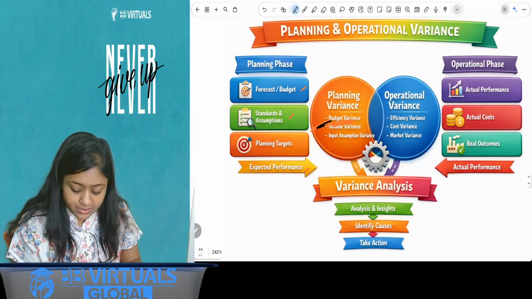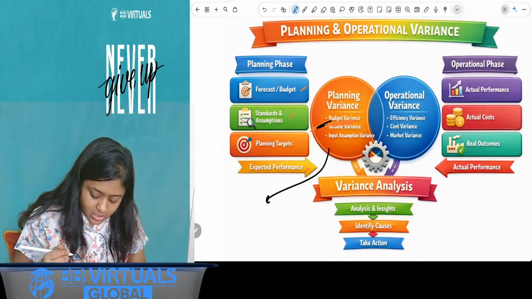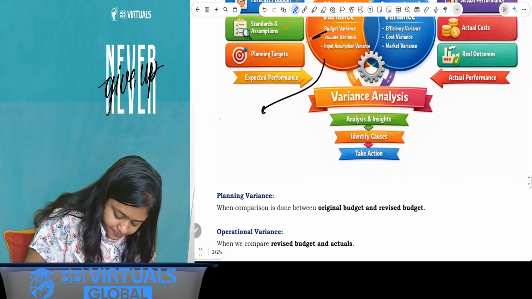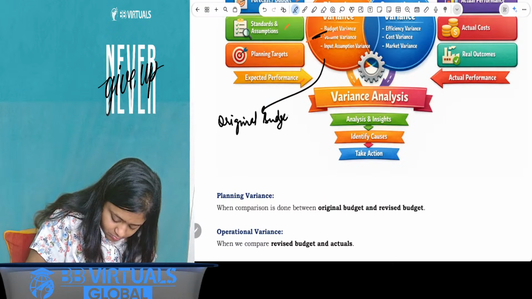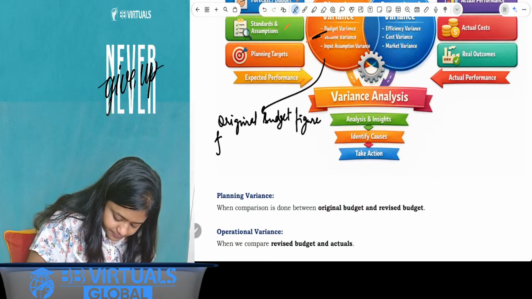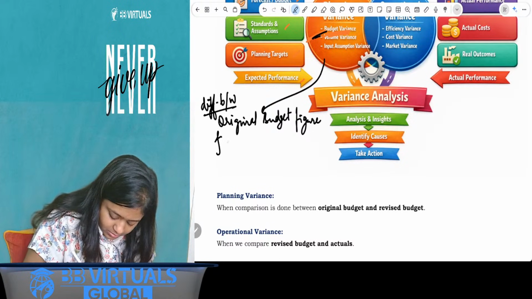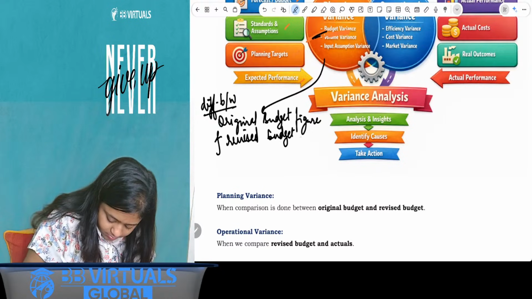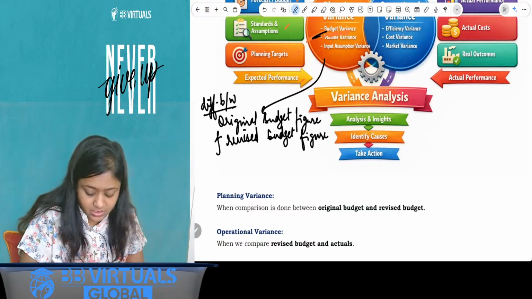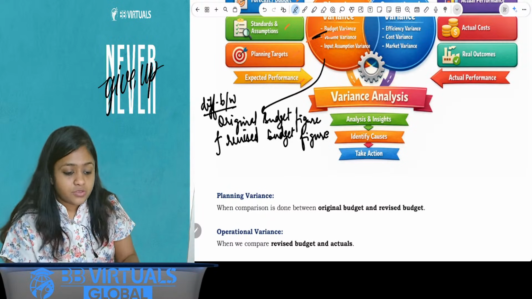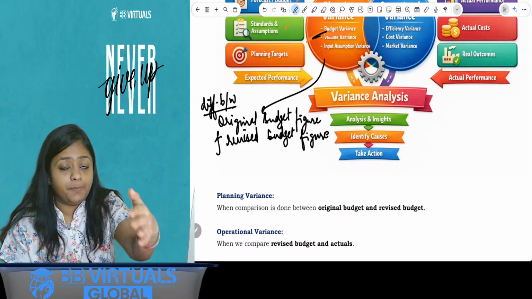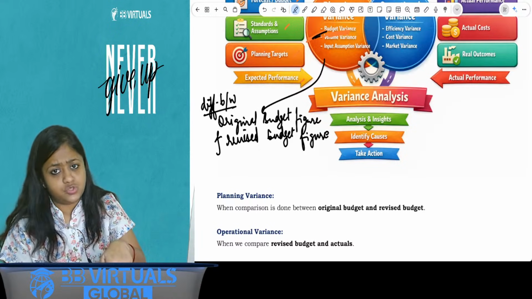Clear? Now how do you calculate planning variance? Let's quickly have a look. So here I take the difference between the original budgeted figure and the revised budgeted figure. Clear? Now this is because we will now say that, okay, planners, you are to be blamed, you gave us this wrong budget.